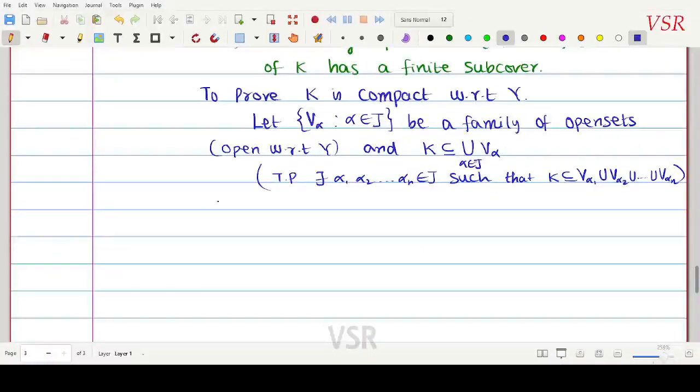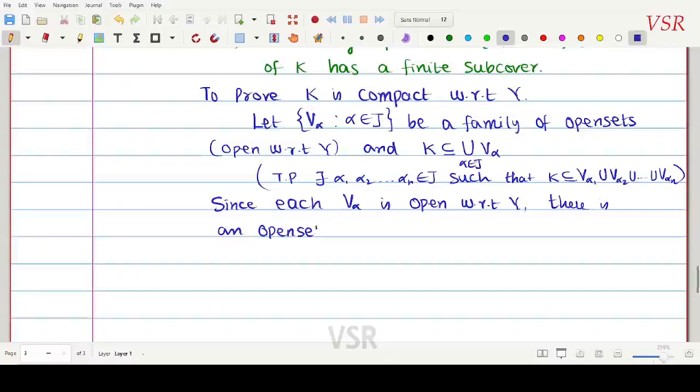Okay, note that since each V alpha is open with respect to capital Y, there is an open set U alpha, open with respect to capital X, such that U alpha is equal to V alpha intersection with Y.